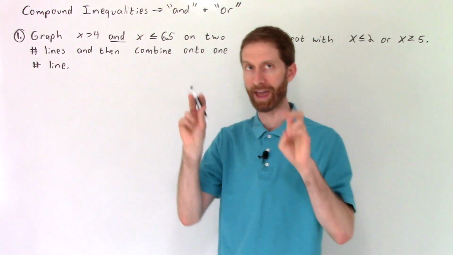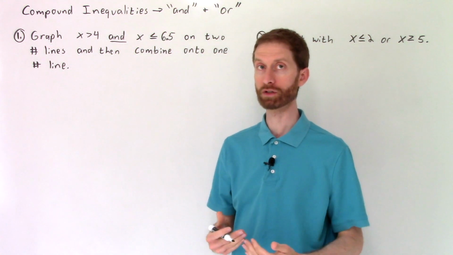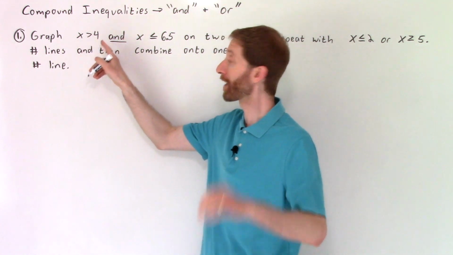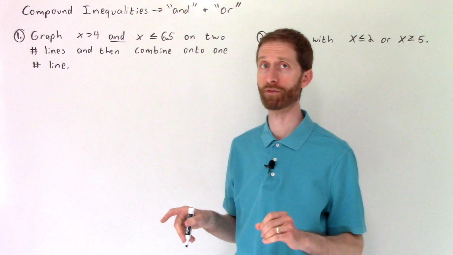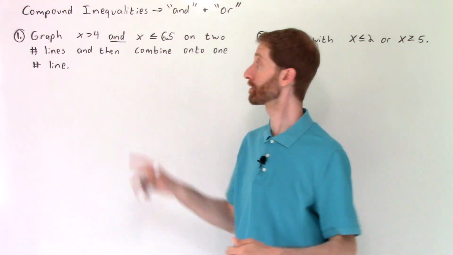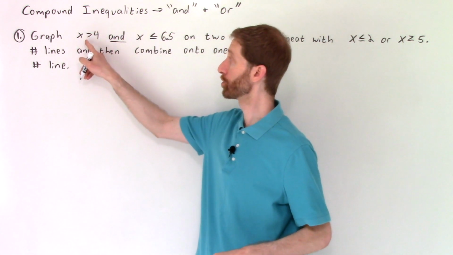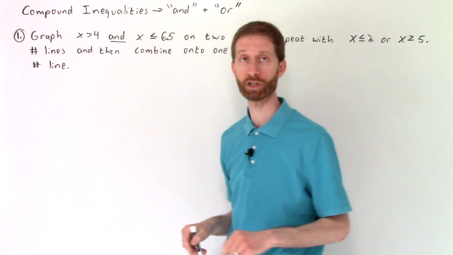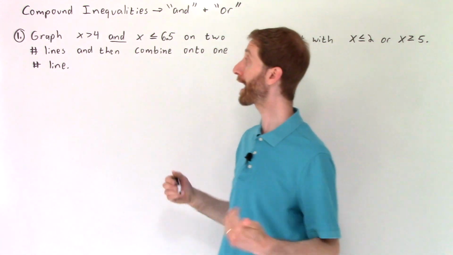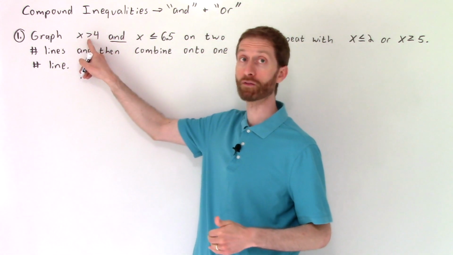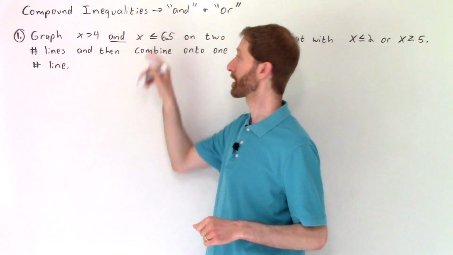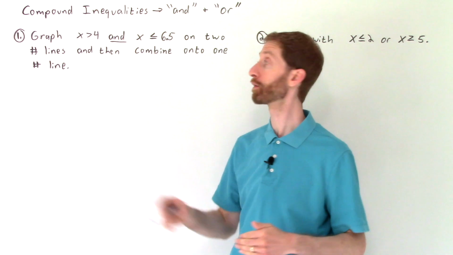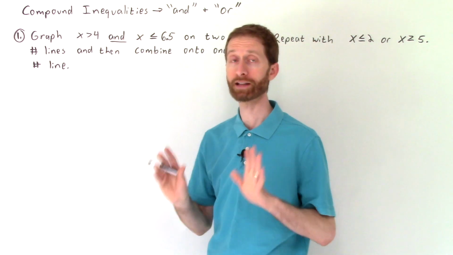Now the idea of "and" is that all the solutions for the compounding of x is more than 4 and less than or equal to 6.5 means that any number that's a solution must be true in that it's got to be more than 4, but less than or equal to 6.5. So a number like 5 would work because 5 is more than 4 and it is less than or equal to 6.5. So the numbers that work here, the solutions, are true for both inequalities. That's the most important part.